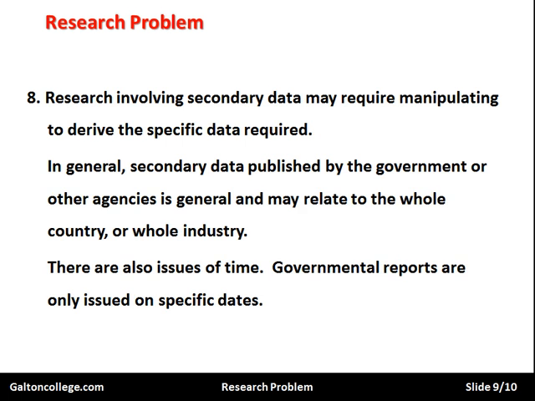Lastly, research involving secondary data may require manipulating to derive the specific data that is necessary. So secondary data is data usually published by the government, but it may be published by industries or professional associations. It may be data collected in past pieces of research which have been published. This means that the company or the research organization does not have to get the data firsthand. It's secondary.